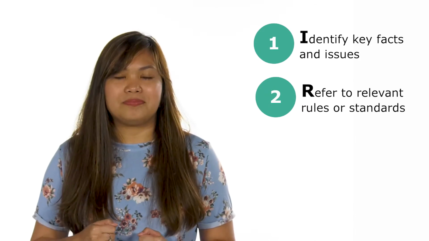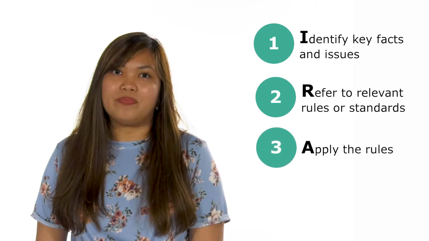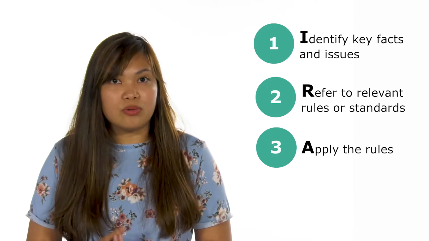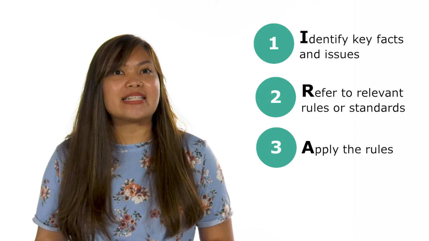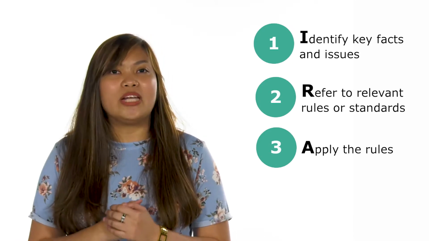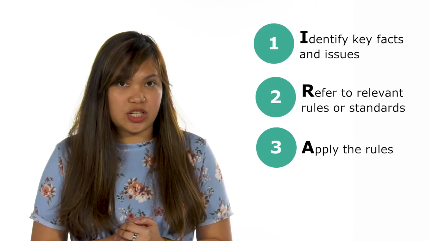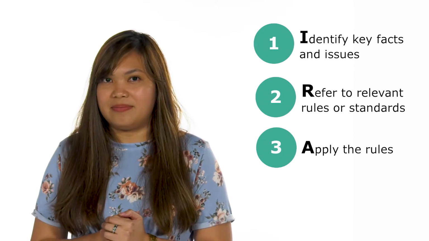This becomes the background theory you're going to use to answer the question, so make sure you're referring to the right rules. Step 3. Apply the rules or standards to the case. This is where you use the rules and guidelines provided by the standards and link them to the key facts and issues you identified in the case. This will not only allow you to reach an answer to the question, but it will also help you to explain and support your answer.